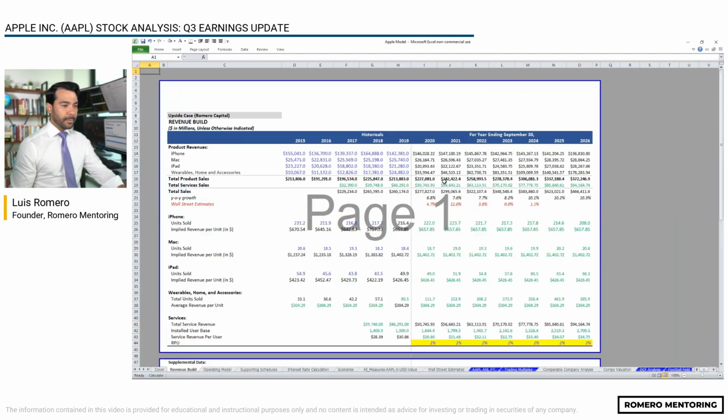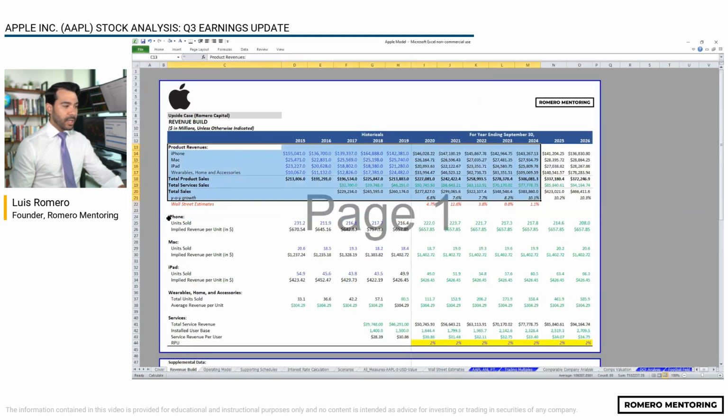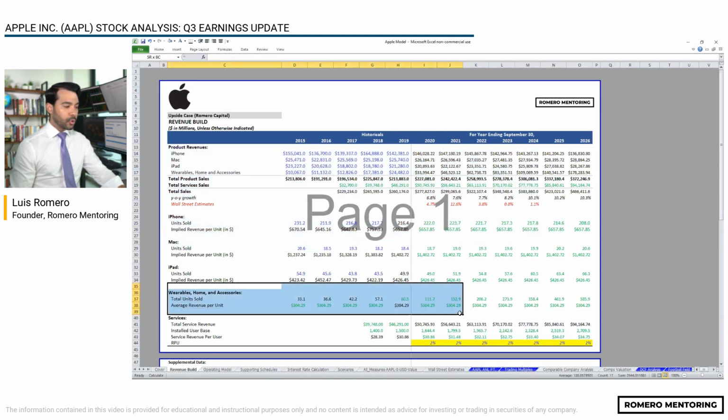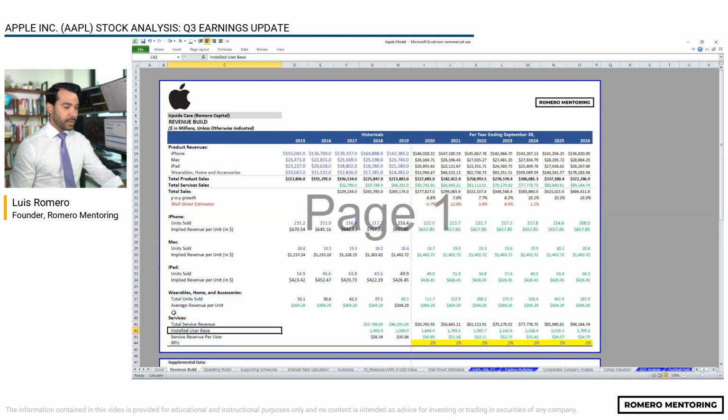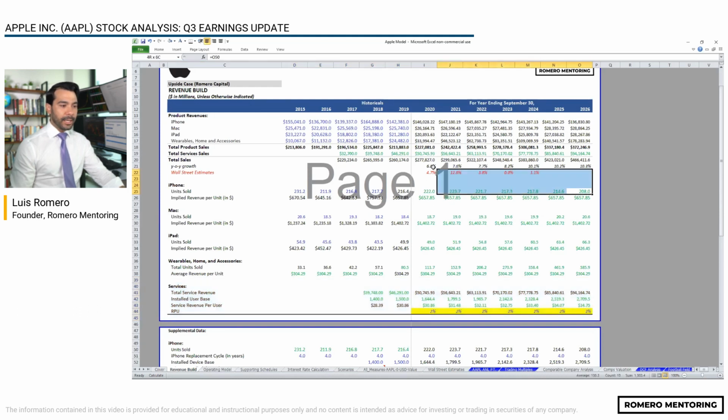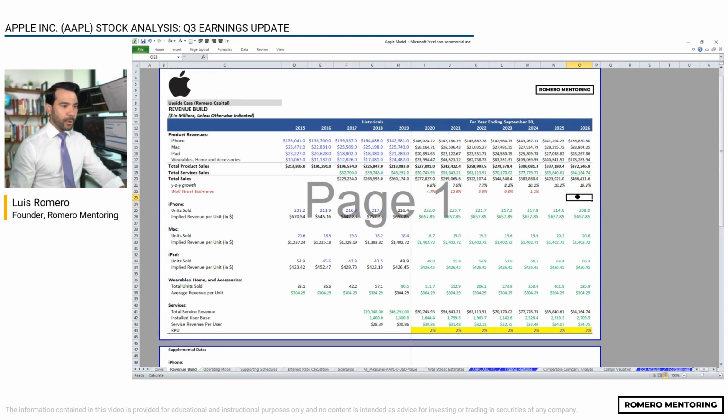Let me zoom in here a little bit more, okay? And you can see different product categories. You can see unit sales for iPhones, Mac, iPad, wearable, home, services, and their service revenue generation. I'm not going to spend too much time on this. I've already come in here and I have updated most of these numbers, especially for the new estimates from Wall Street. See right here how we are comparing year-over-year revenue growth with Wall Street consensus.